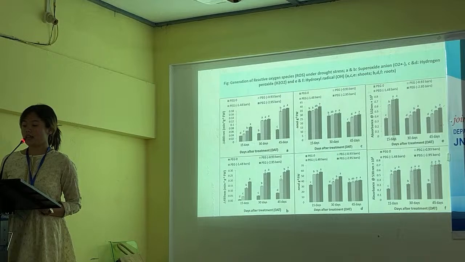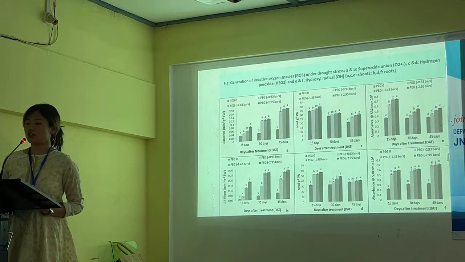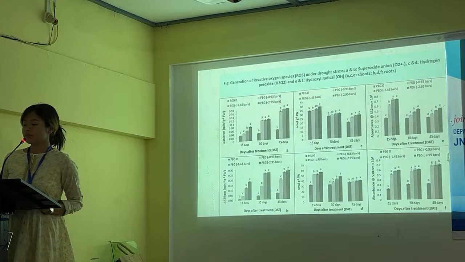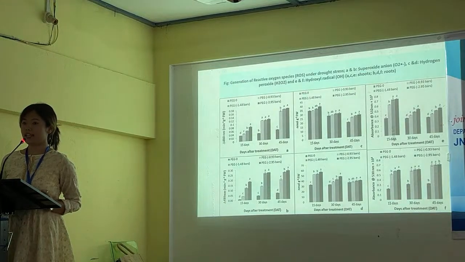The first graphs, A and B, show the superoxide anion. The superoxide anion keeps on increasing with increasing stress levels in all 15, 30, and 45 days. Hydrogen peroxide also keeps on increasing in 15, 30, and 45 days, but at 45 days it is boundless, showing the adaptive response of acyl element.